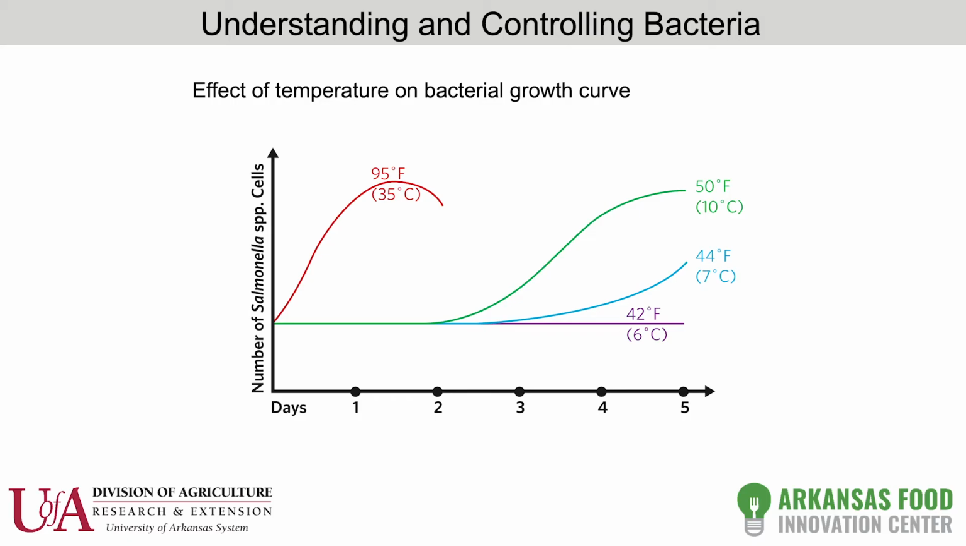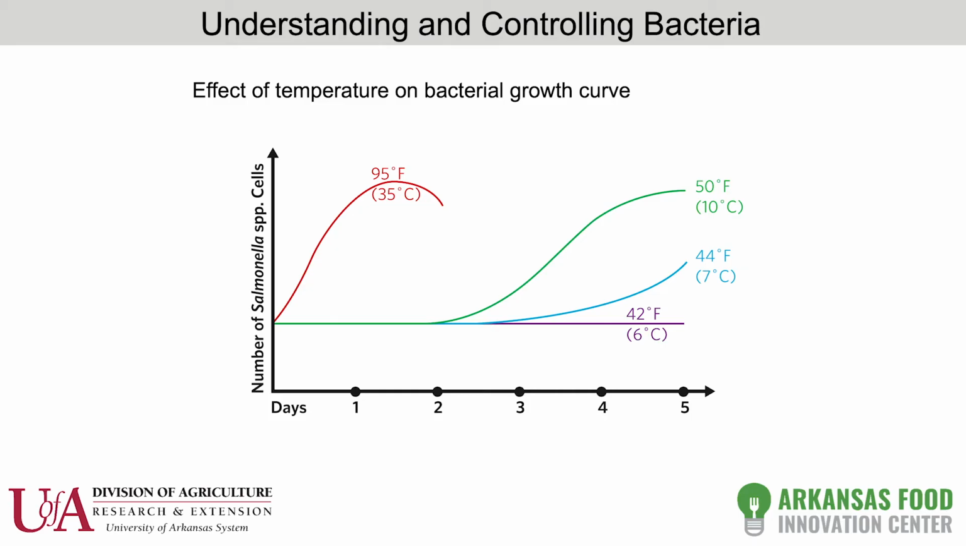One of the objectives of food preservation and/or processing is to extend the lag phase as long as possible so that the number of organisms in the product is kept at a minimum. The time required for bacteria to pass through the lag phase and grow in a log phase depends on the conditions in the food. The graph on the slide shows how different temperatures affect the growth of Salmonella species.